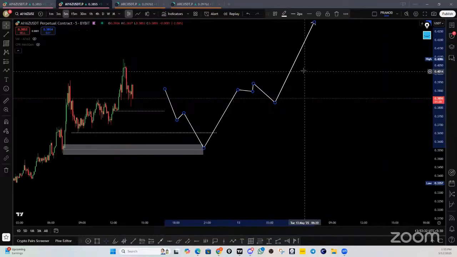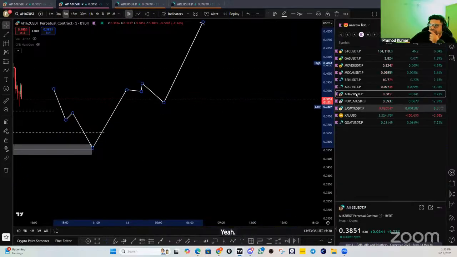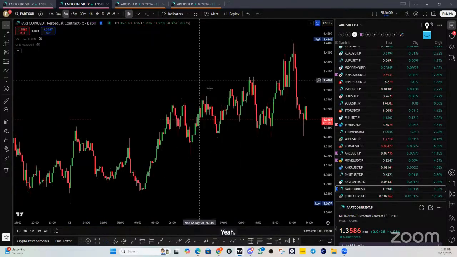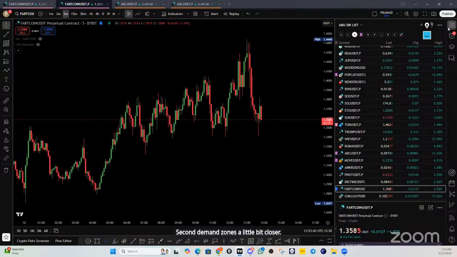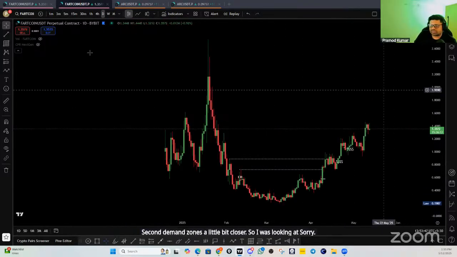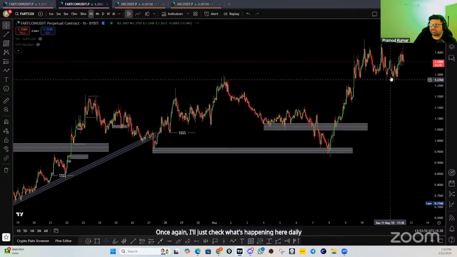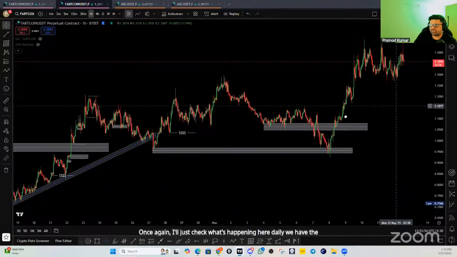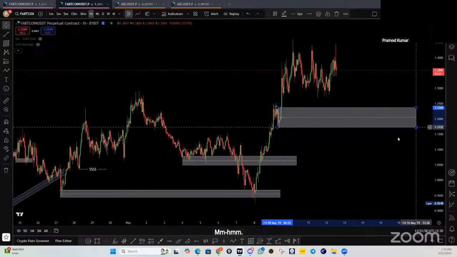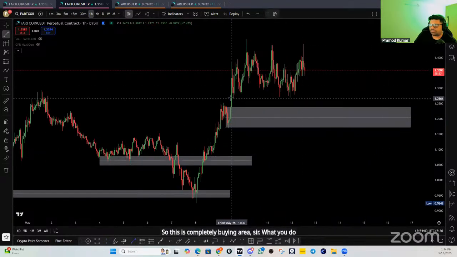Do you mind having a little look at Farcoin from Odd? It's a similar setup, but I think Farcoin's second demand zone is a little bit closer. One second, I'll just check what's happening here. Daily, page one. We have the liquidities at this place, sir. So this is completely a buying area, sir. What you do, just wait to sweep all this, okay?